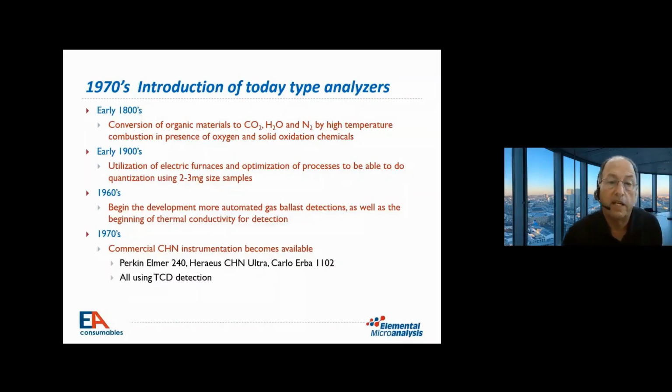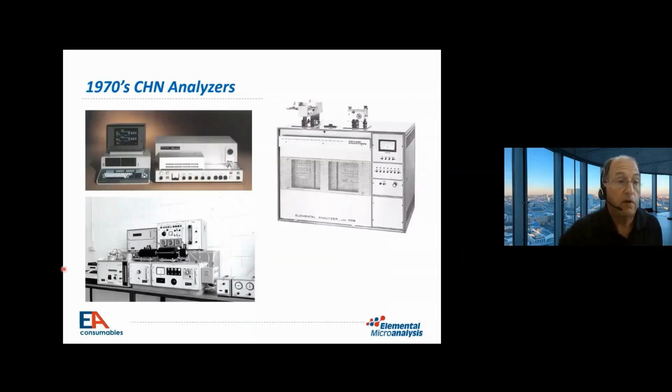So in review, in the early 1800s, they were figuring out that organic materials were made up of largely carbon, hydrogen, nitrogen, and oxygen. And then in the early 1900s, the use of electric furnaces allowed for the optimization and quantization of conversion. And then in the 1960s, we moved to more automated types of detectors of those converted gases. And the 1970s saw the first commercialization of automated CHN analyzers with PerkinElmer, Heraeus, Carlo Erba, and they were all using thermoconductivity detectors.